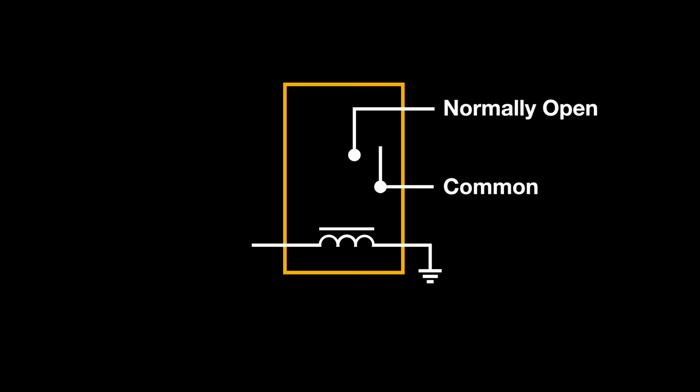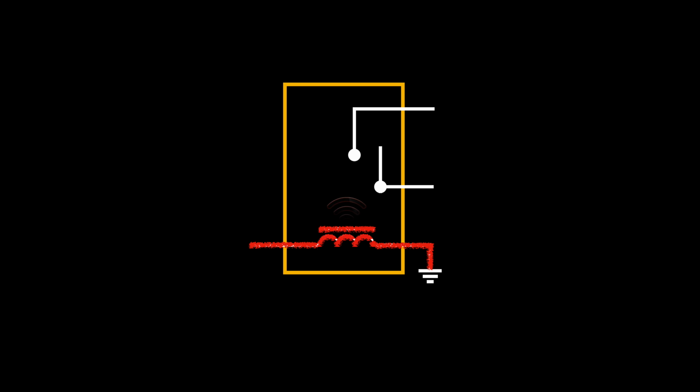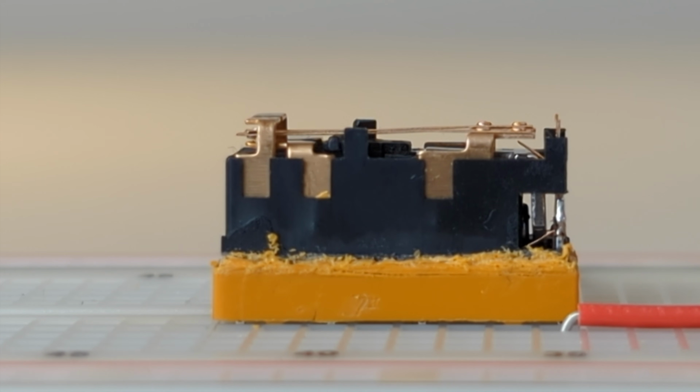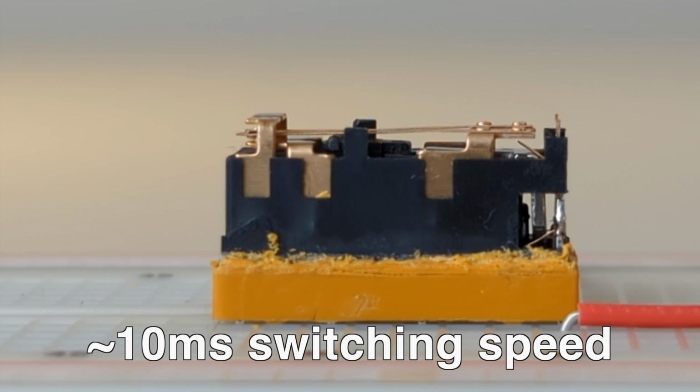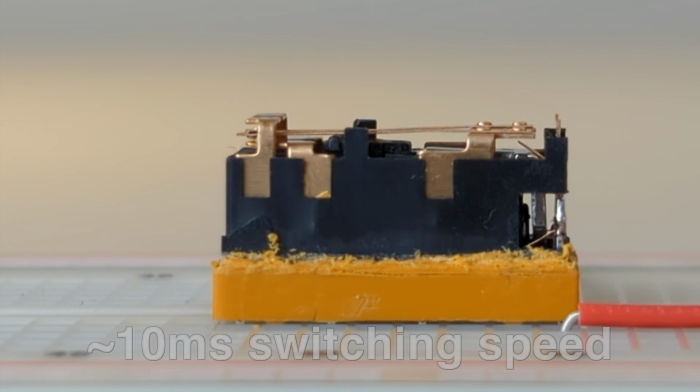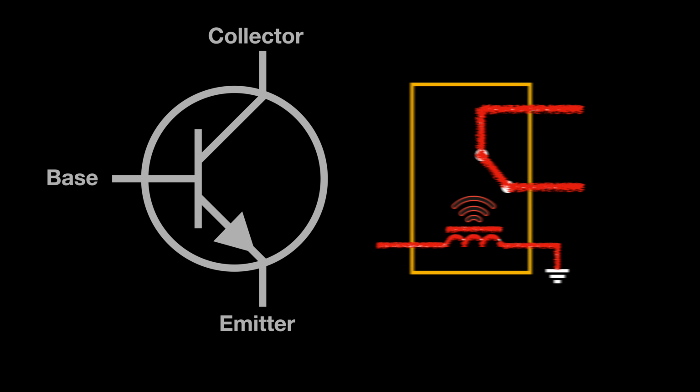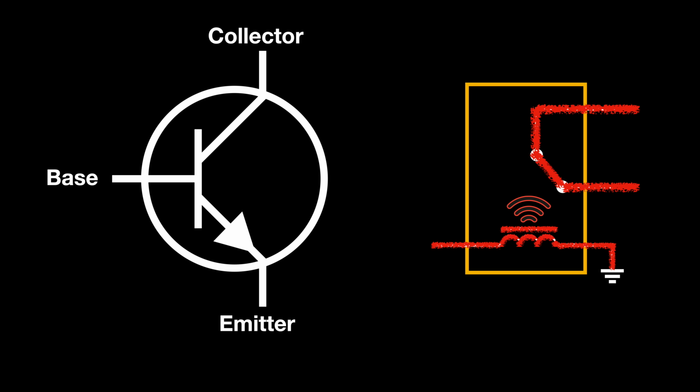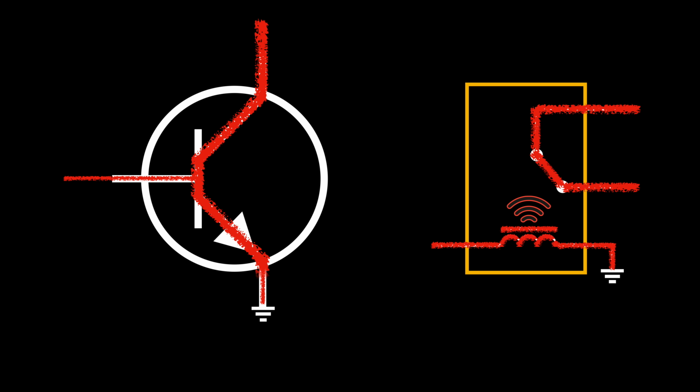A relay is an electrically controlled switch. When current is applied to the coil, it creates an electromagnetic field that moves internal contacts to redirect a current. And because they are electromechanical, it can take several milliseconds for the switching to occur. A transistor is also an electrically controlled switch. When a small current is applied at the base, it allows a larger current to flow between the collector and the emitter. And because they have no moving parts, they are much faster than relays.